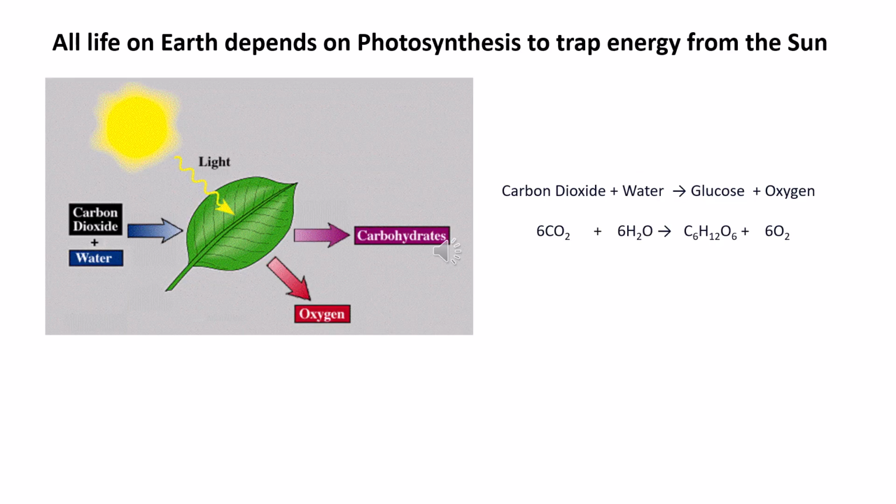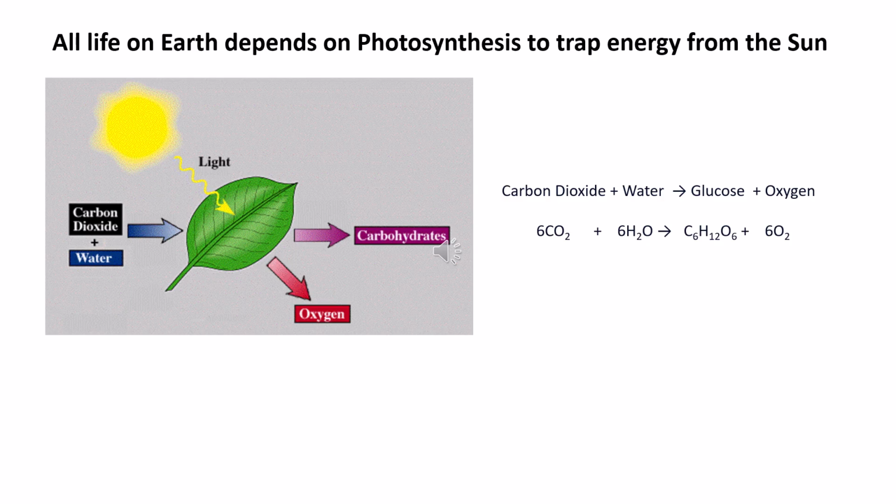Key idea number 3 is that all life on Earth depends on photosynthesis to trap energy from the sun. And this diagram shows how that happens. Now we have the leaf, which is a plant organ. The top of the leaf is filled with palisade cells, and those palisade cells are jam-packed full of chloroplast. And it's inside the chloroplast where photosynthesis takes place.